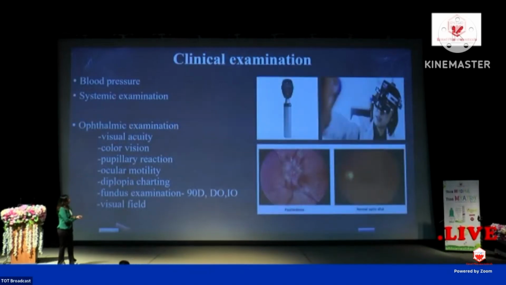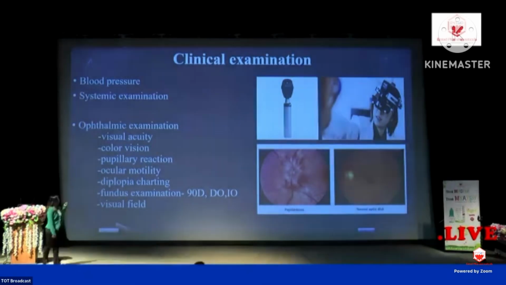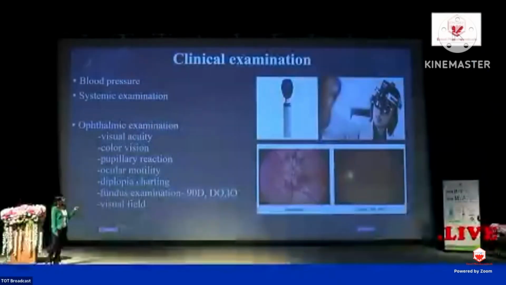A detailed clinical examination should be done. Blood pressure should be checked, and a systemic examination should be done. A detailed ophthalmic evaluation should be done. We should go stepwise: visual acuity, color vision, pupillary reaction, ocular motility, charting, fundus examination, and visual field should be checked at the last.